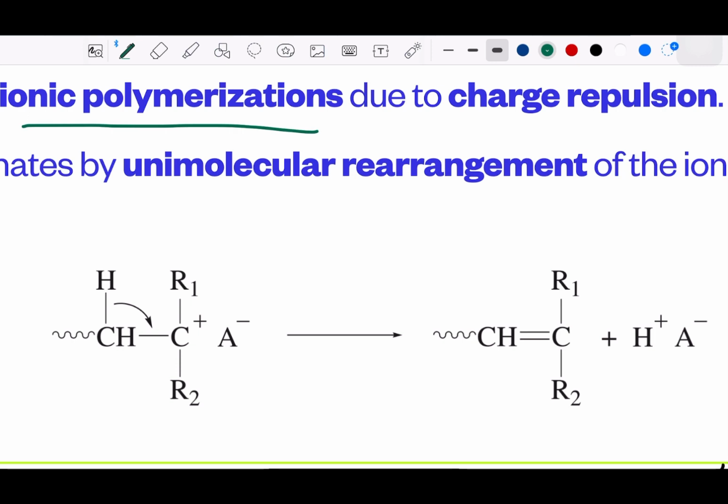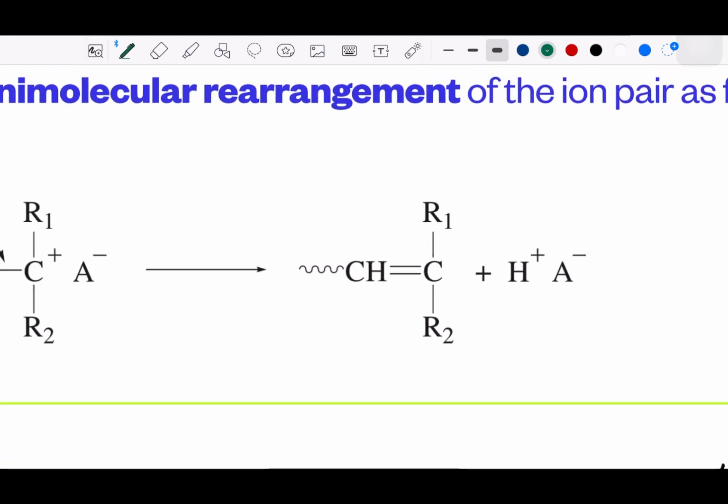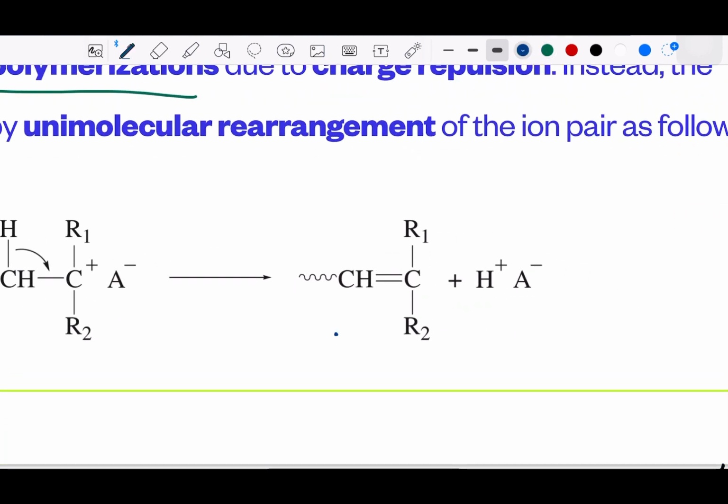But this part we can reinitiate. If you want to polymerize this part, to break this double bond, we can make it again. So we can say it can be terminated and it can be initiated again. So this one here is terminated, but can be reinitiated.